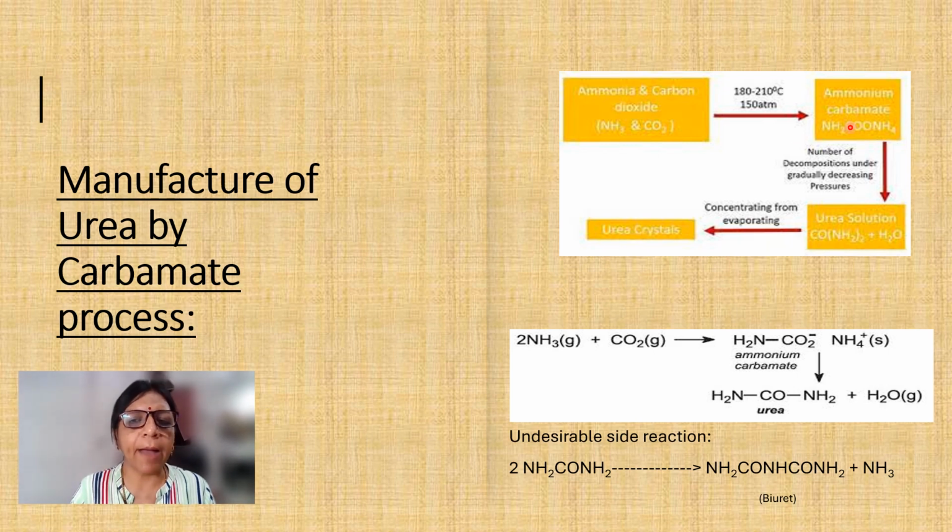This ammonium carbamate solution then undergoes decomposition to form urea solution, which is evaporated to get urea in the form of prills or grains. Sometimes some undesirable side reaction takes place in which dimerization of urea occurs and it leads to the formation of biuret, thereby affecting the yield of urea.